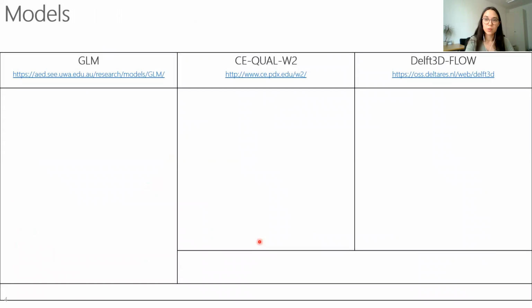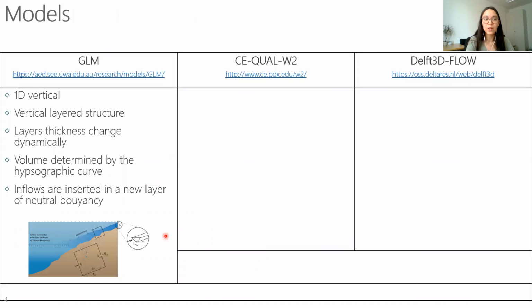The chosen models were GLM, the 1D vertical layer structure model with layer thickness that changes dynamically. The volume is determined by a hypsograph curve, and the inflows are inserted in a new layer of neutral buoyancy after an initial mixing that is estimated by the geometrical conditions of the inflows.